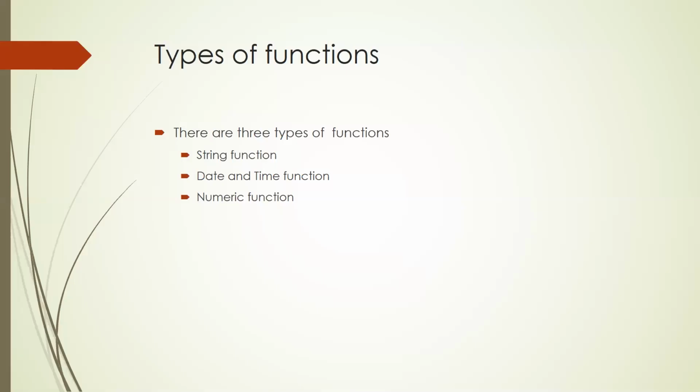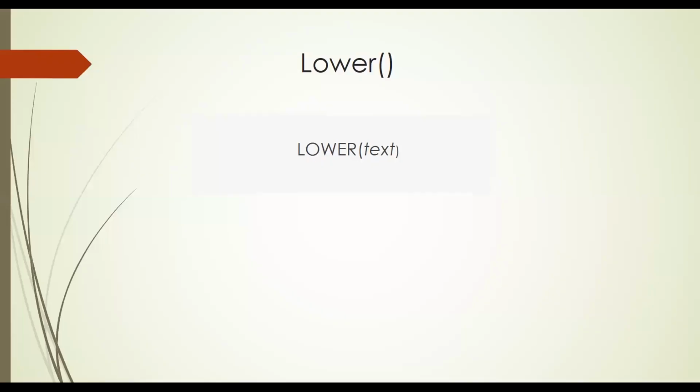There are three types of functions in MySQL. The first one is string function. The second one is date and time function. And the third one is numeric function. So we will start with string functions first. The first function is lower function. Lower function converts a string to lowercase.